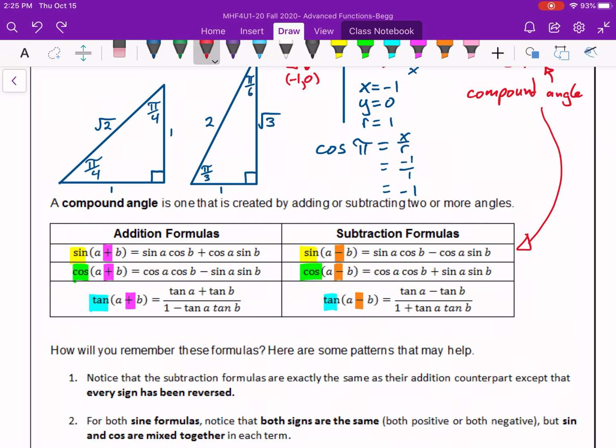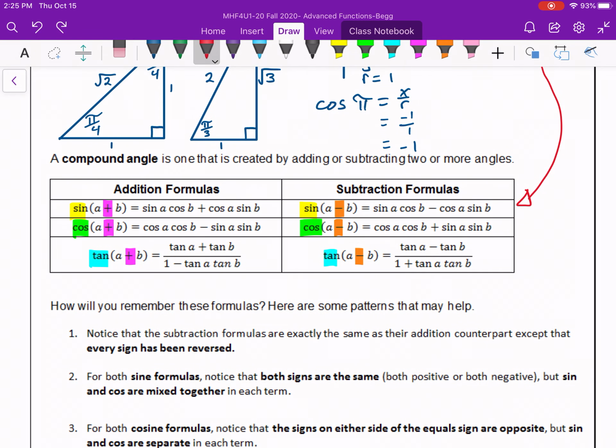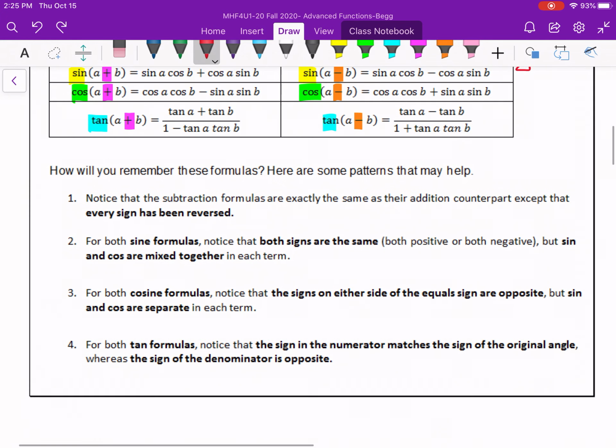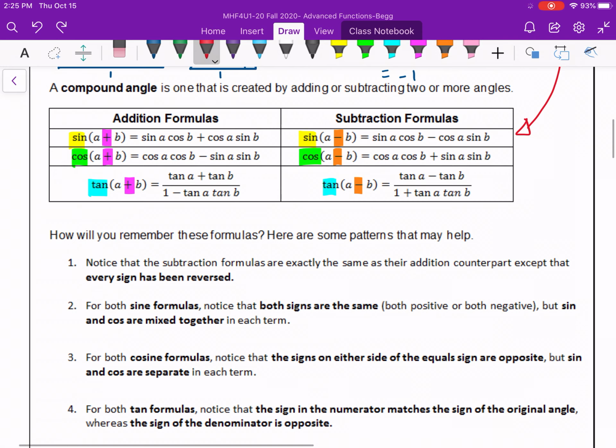So how do you remember the formulas? Well, here's some things that you can read through. I'll read through them, but you can refer back to them. Subtraction formulas, if you notice line by line, are exactly the same as addition ones except with opposite signs. Whatever the signs were under the addition formula column, just take all the signs and reverse them, and you've got your subtraction formulas.